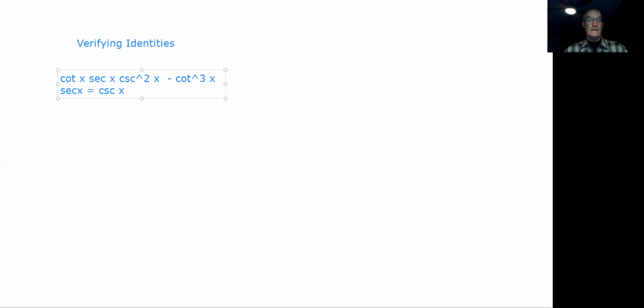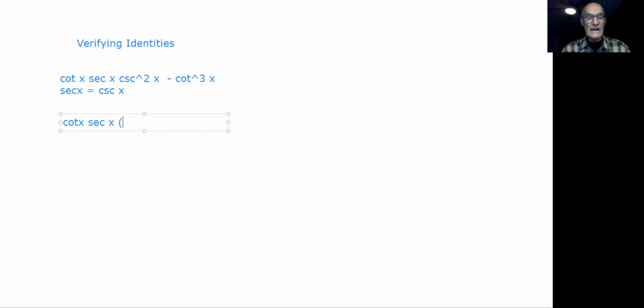Okay. Now, when you have something like this, when it gets to be long, you start thinking that there's got to be a way to simplify this, or make it a little bit smaller. So if you start looking at what you have in common here, you have a cotangent x here and a cotangent cubed x here. So I can take out a cotangent x. And then you notice I have a secant x here and a secant x in the second term. So that is times secant x.